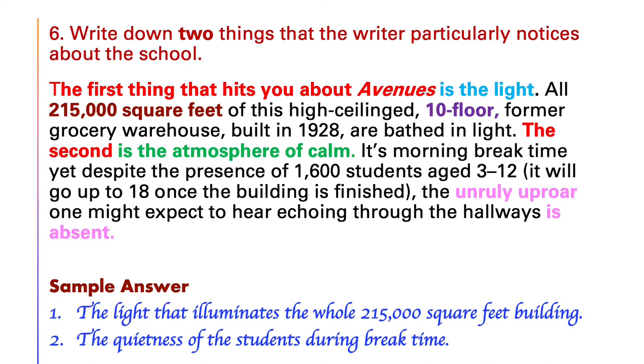Now you can see there are two points here. So you can write both points. Even if you write the light and the calm, you are getting full marks. But I have answered like this: the light that illuminates the whole 215,000 square feet building, and number 2, the quietness of the students during break time.